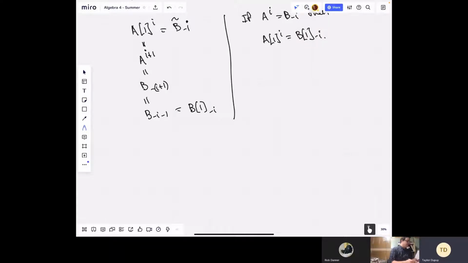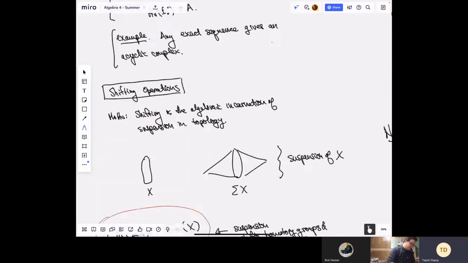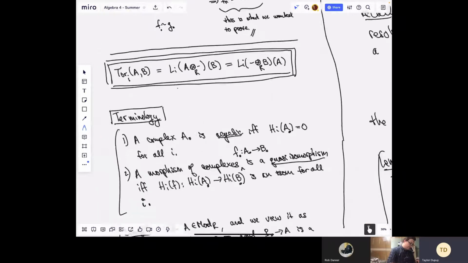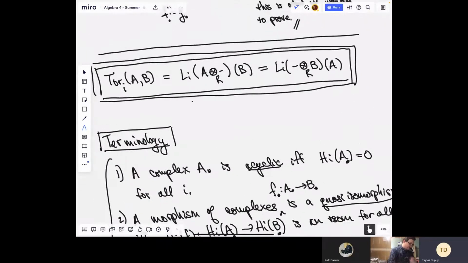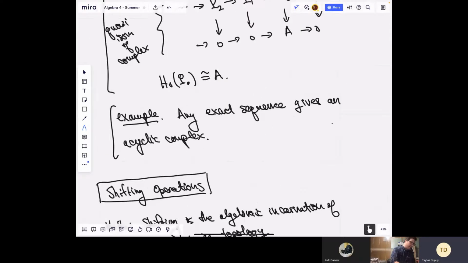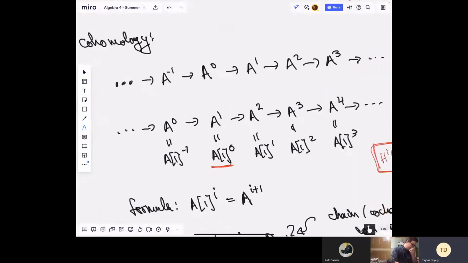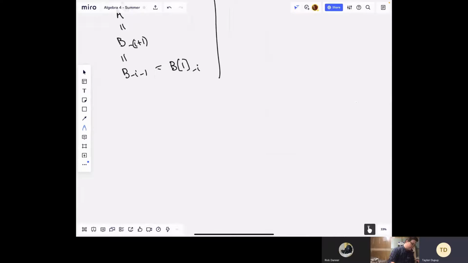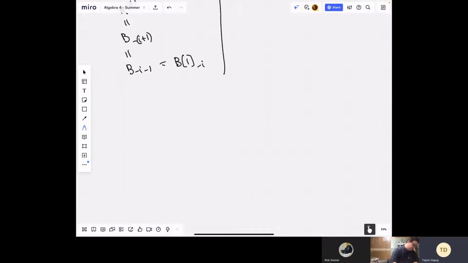All right, so in order to attack the thing where we're trying to show that Tor can be both a left-derived functor where you take a resolution of B, or a left-derived functor where you take a resolution of A, we're going to need to do a resolution of A and B at the same time. And to deal with that, we have this notion of a double complex. Double complexes and total complexes are pretty important.